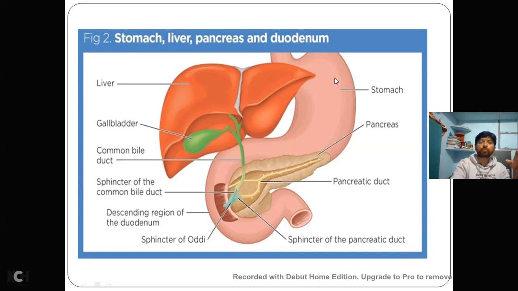Right? Up to the stomach, only proteins and carbohydrates get digested, but no fat digestion takes place in the stomach or in our mouth. Now the fat digestion is going to happen in this duodenum, along with the carbohydrate digestion and the protein digestion.